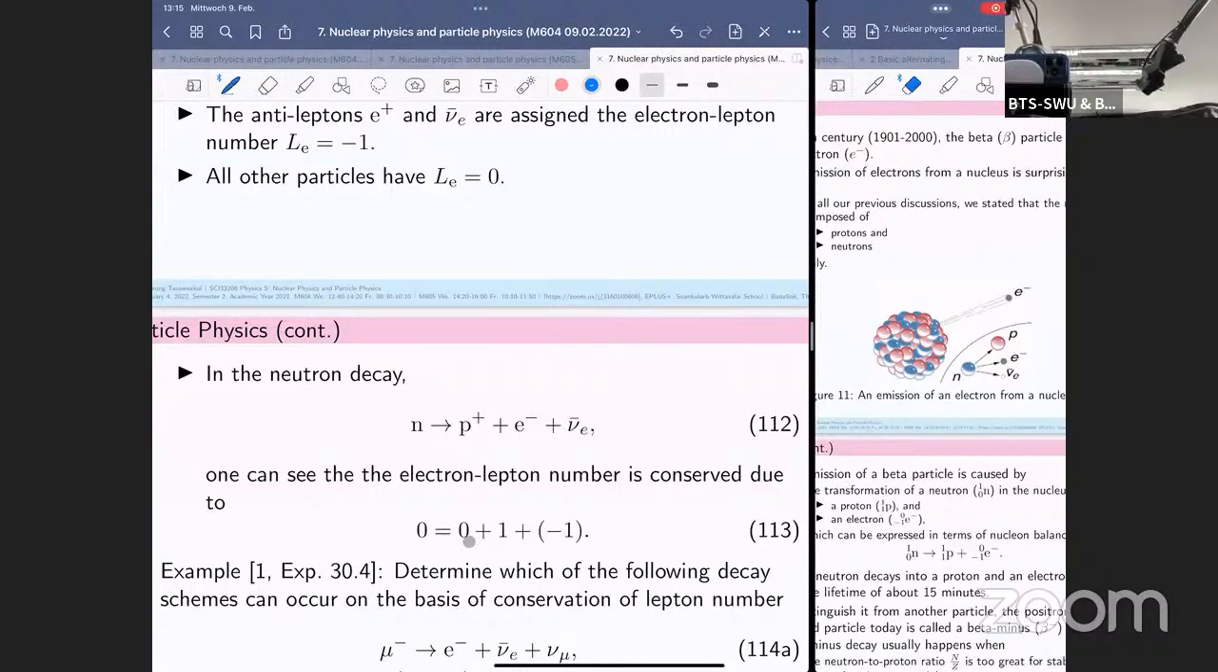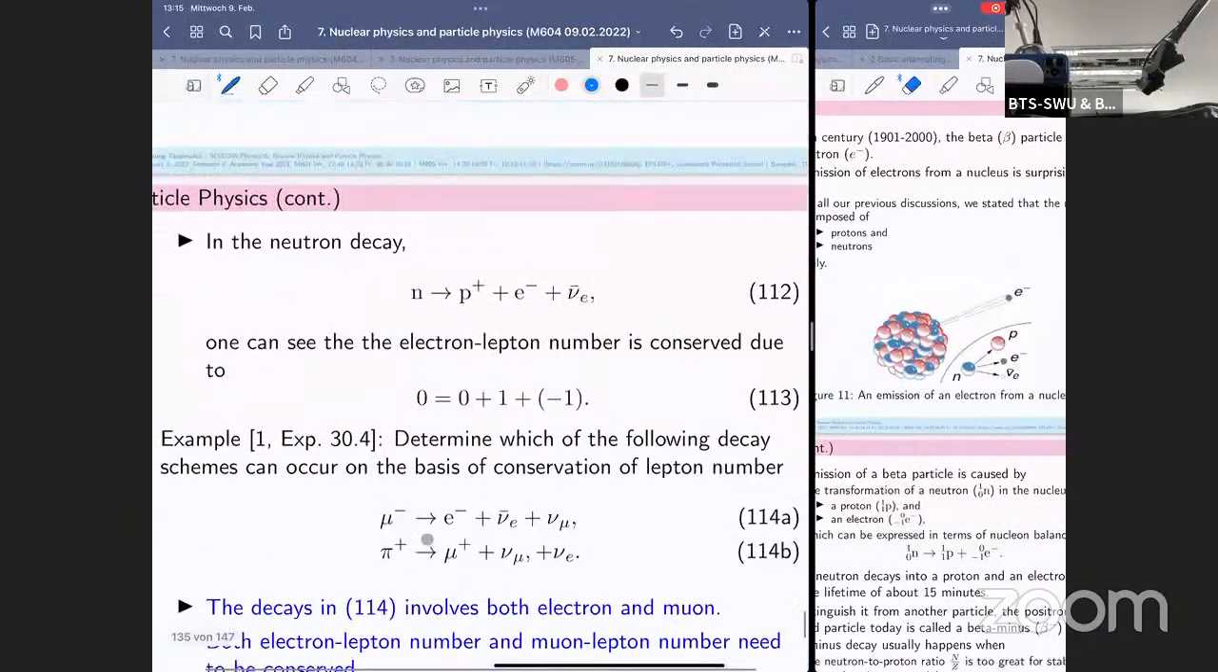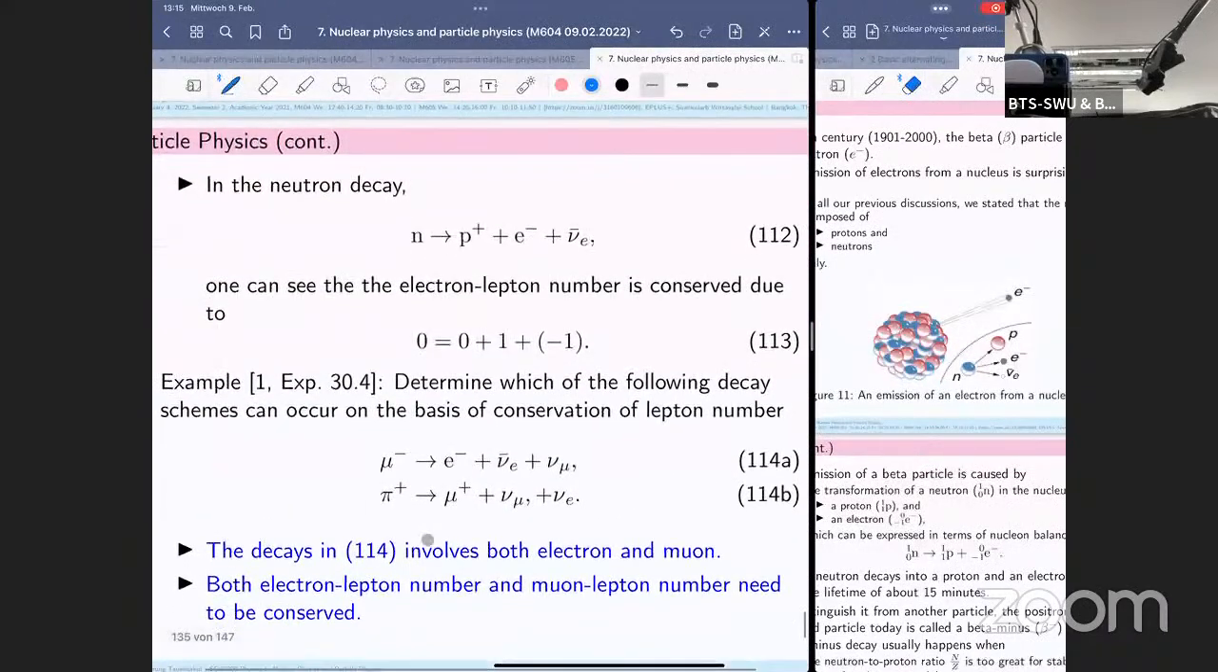Yeah, that's the neutron decay process, or the beta decay process. Let's take a look at one example. If we consider the muon decay, I'm not sure about the pion too. I'm not sure whether this one is correct or not, but let's see.